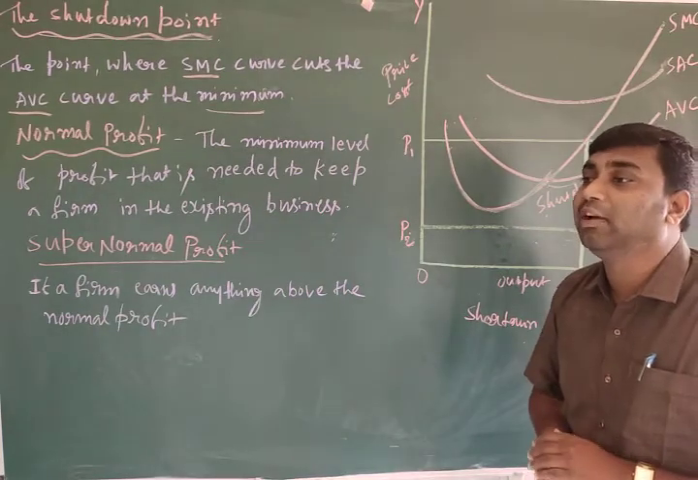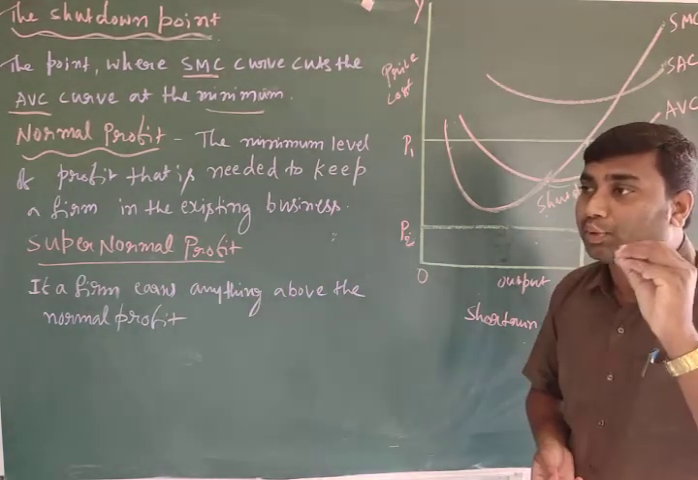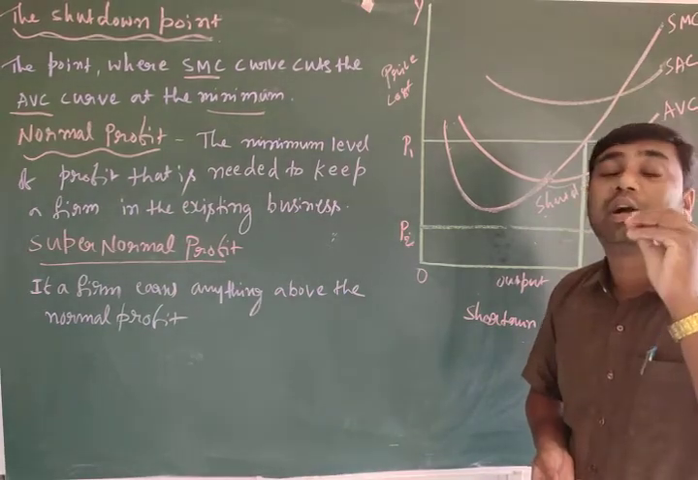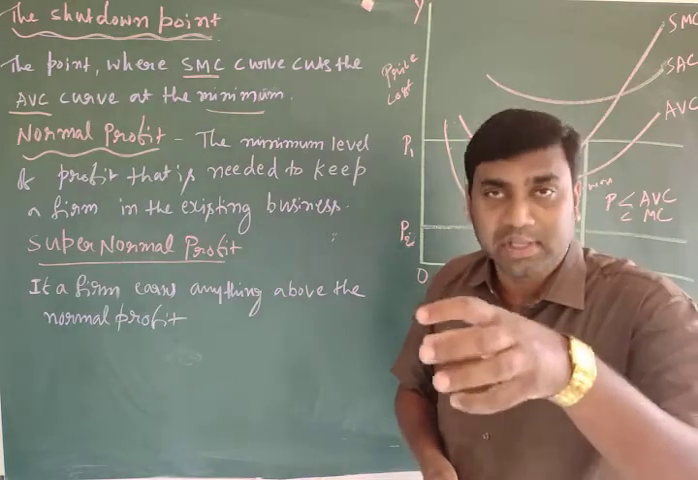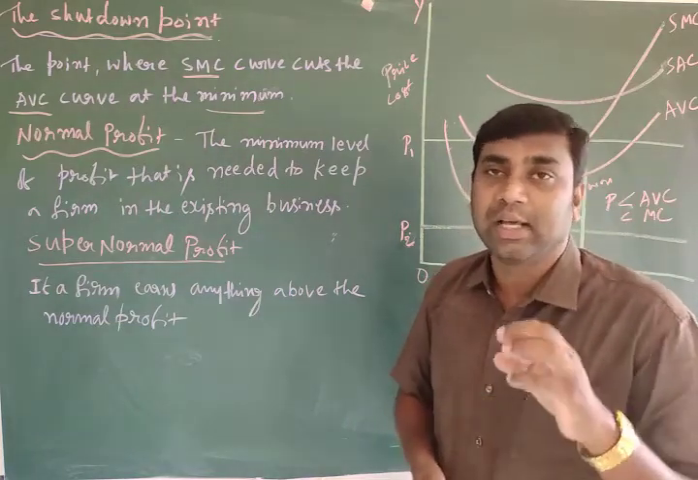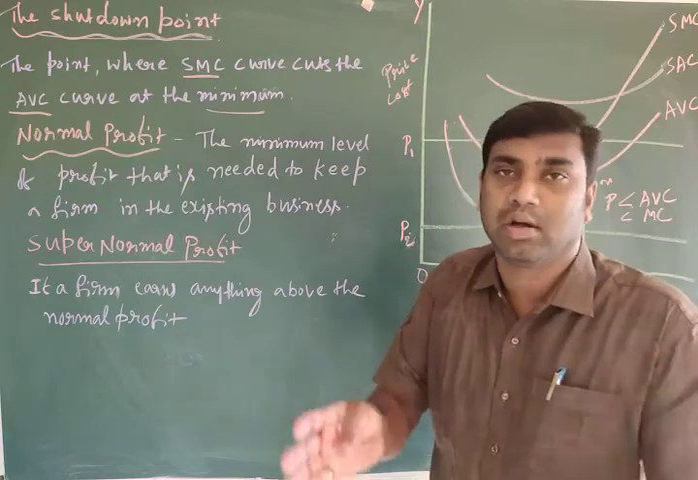A minimum level of profit. Otherwise, a normal profit earned by the firm is sufficient to cover its cost. What the firm is earning should be sufficient to cover all its costs.